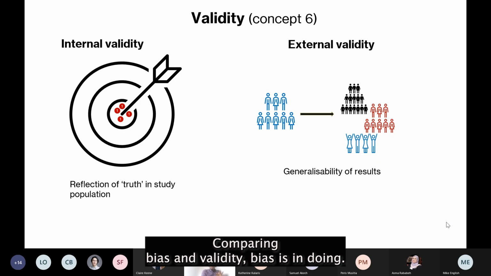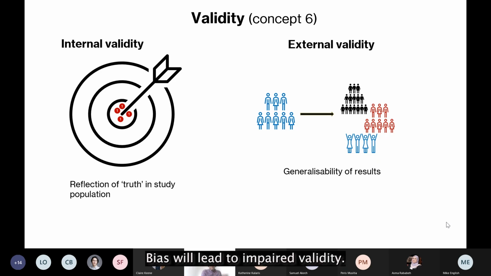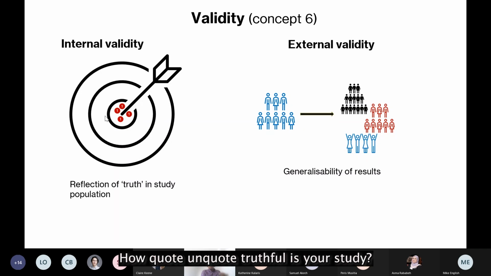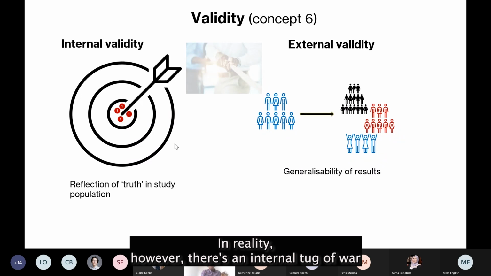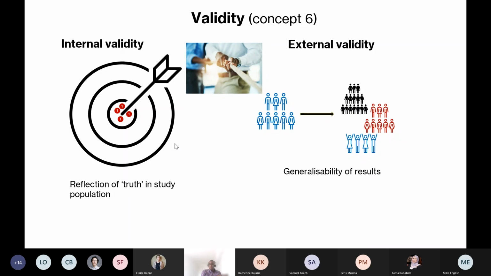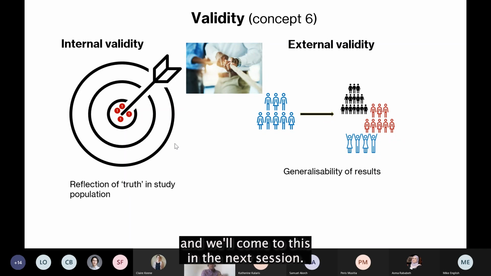Comparing bias and validity, bias is in the doing. Bias will lead to impaired validity. Validity is the takeaway from your study. How is the takeaway and interpretation from your study? How, in quotes, truthful is your study? In reality, however, there's an internal tug of war between internal validity and external validity, and we'll come to this in the next session.